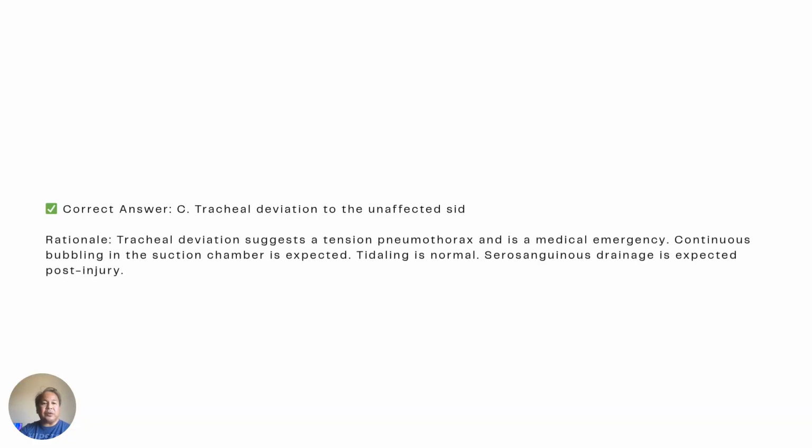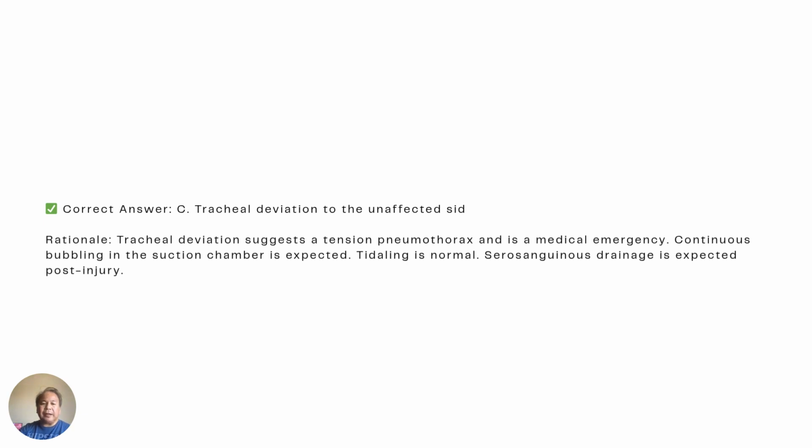So the correct answer really is letter C, tracheal deviation to the unaffected side. This is a concern because it suggests that the pneumothorax has become a tension pneumothorax, and tension pneumothorax is a medical emergency. Continuous bubbling in the suction chamber is actually expected, tidaling is normal, and serosanguinous drainage is expected after injury.